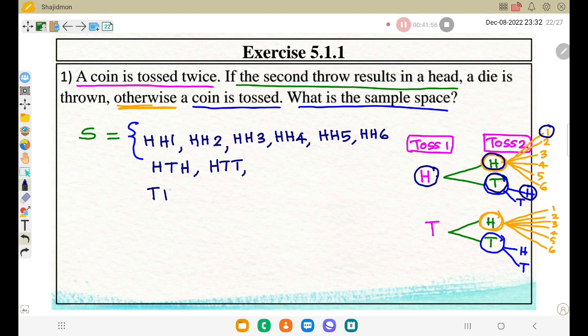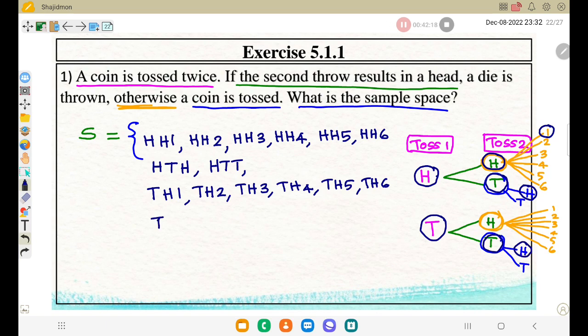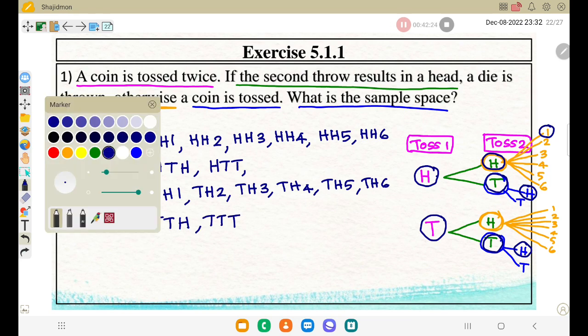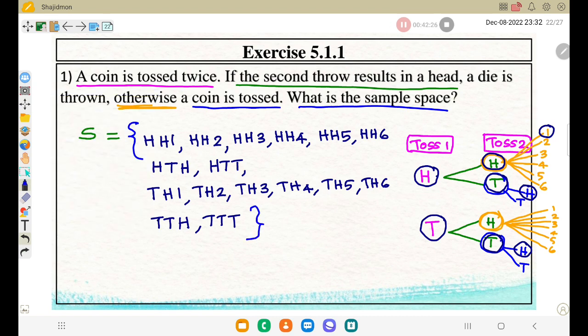So tile head 1, tile head 2, tile head 3, tile head 4, tile head 5, tile head 6, correct? Now again tile head, coin tossing time, correct? So tile head and tile and tile. Hope you understood, correct? How many elements are there in the sample space? There are 16 outcomes in the sample space, correct?